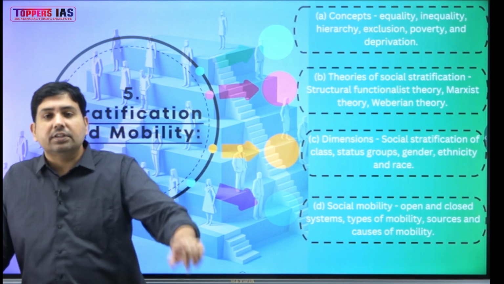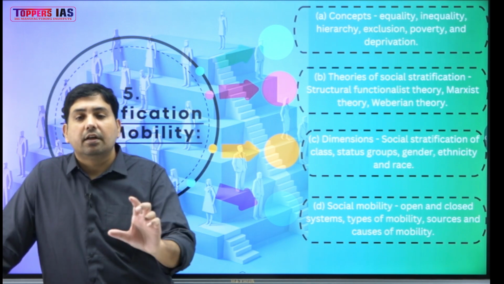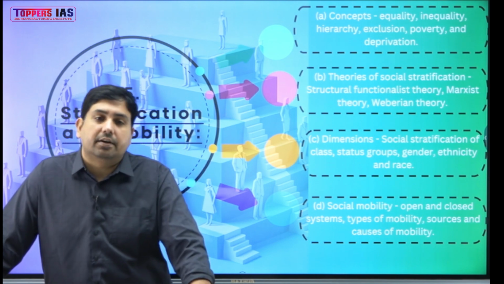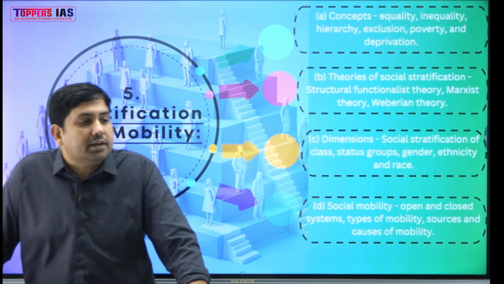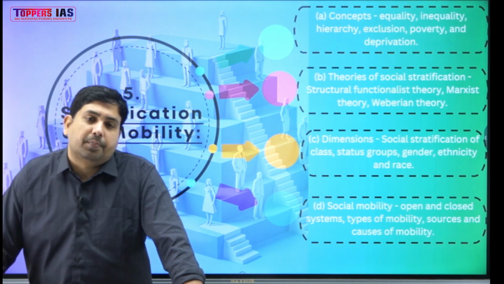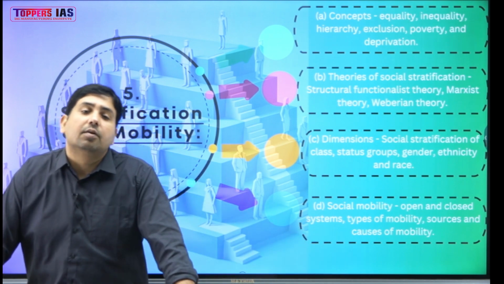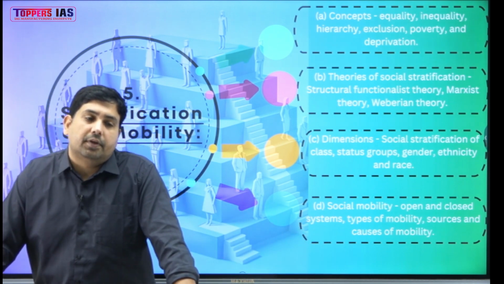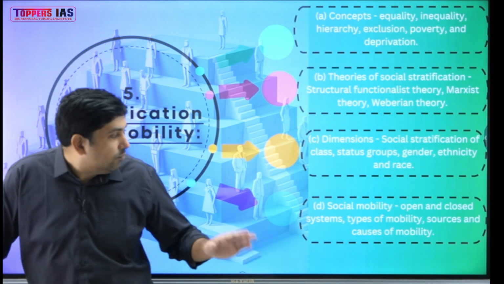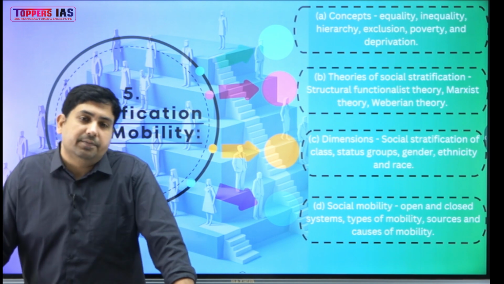So look at the historical segregation and discrimination against what? Blacks in America. They were referred to as what? Negroes, derogatorily. So such things. And lastly you have what? Social mobility. Here, open and closed systems, then types of mobility, sources of mobility, causes of mobility.